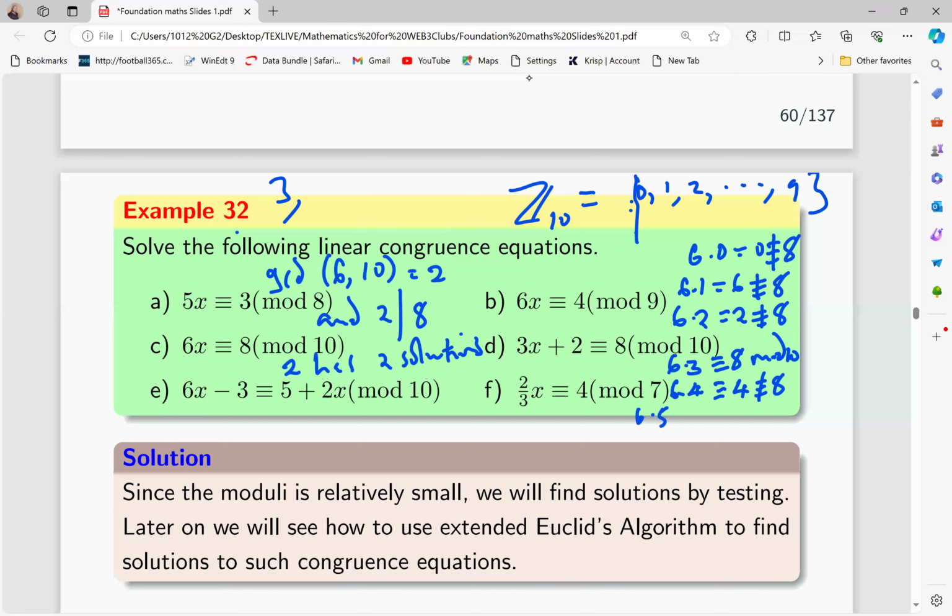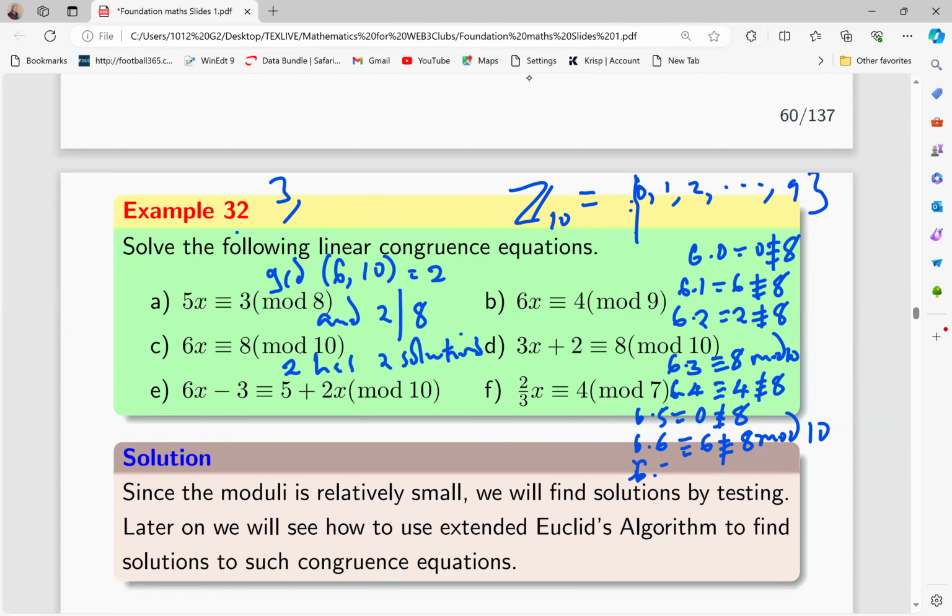We can test 5, and this will be 30. Mod 10, this will be 0. 30 mod 10, that's 0. That's the remainder, which is not congruent to 8. What about 6? Mod 10, the remainder is what we write. 6 on division by 10, the remainder is 6, which is not congruent to 8 mod 10. So 6 is not a solution.